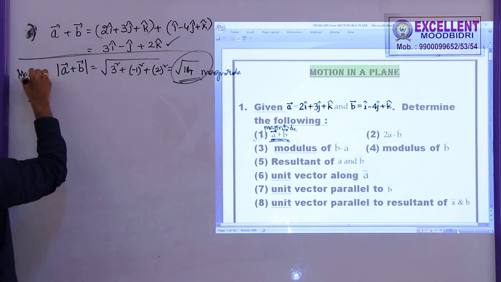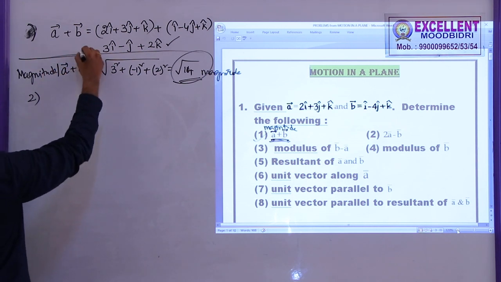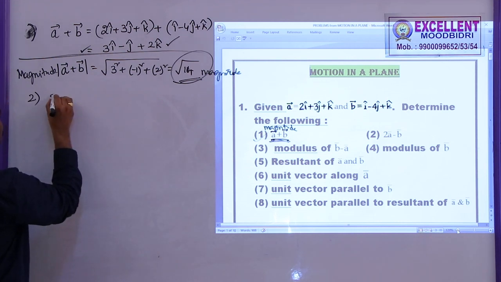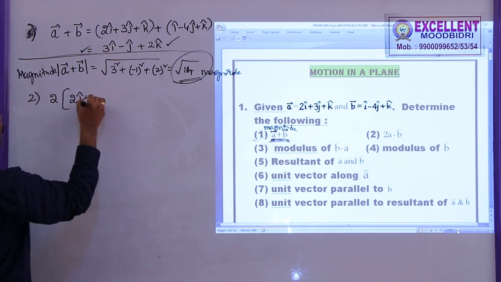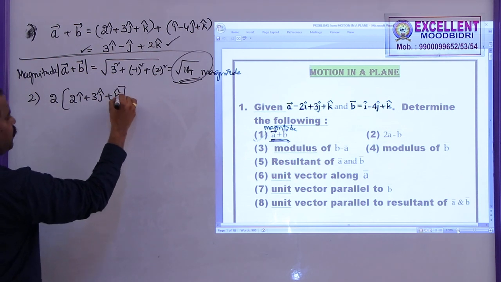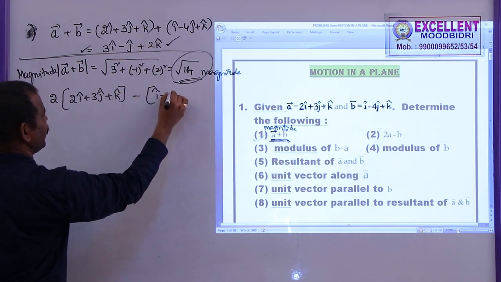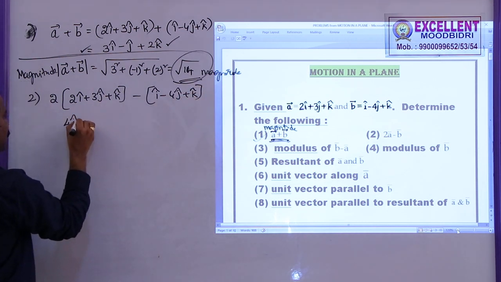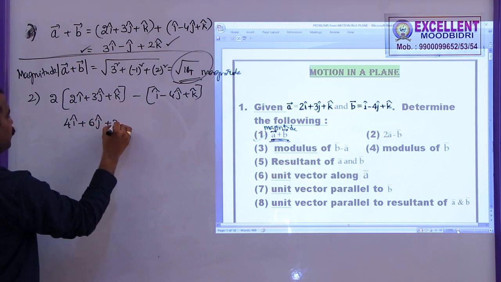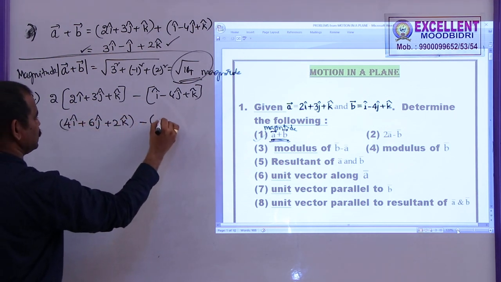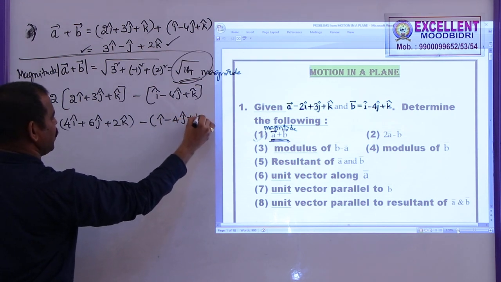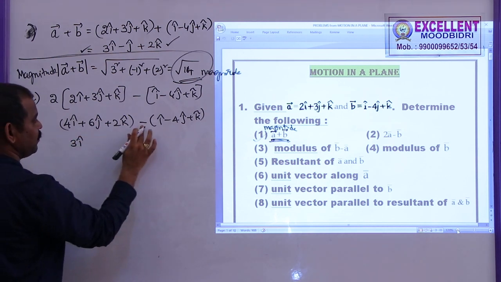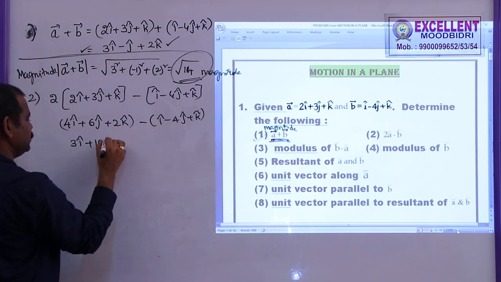Now, second one. If they ask for the vector only, this is your answer. Magnitude means this is your answer. Now, 2A bar minus B bar, that is 2 times A bar, 2i cap plus 3j cap plus k cap, minus B bar, i cap minus 4j cap plus k cap. So this will be 2 2s are 4i cap, 6j cap, plus 2k cap, minus i cap, minus minus 4j cap, plus k cap. 4i minus i, this will be 3i cap, 6j minus of minus, plus, this is 10j cap.